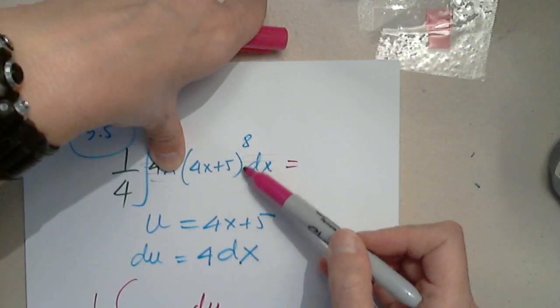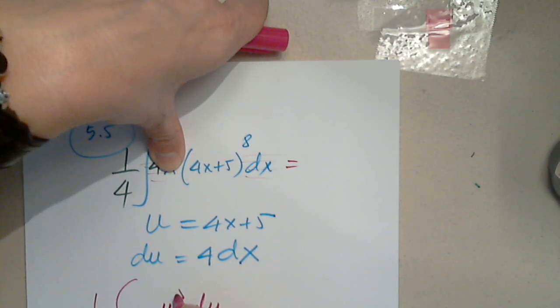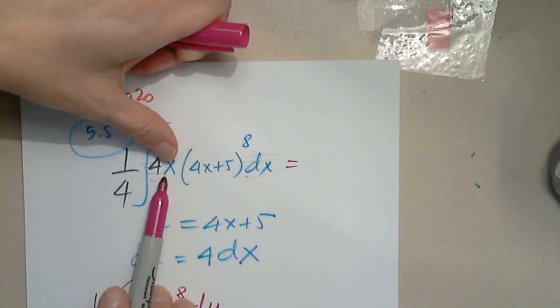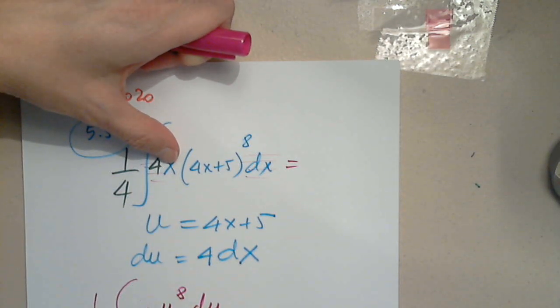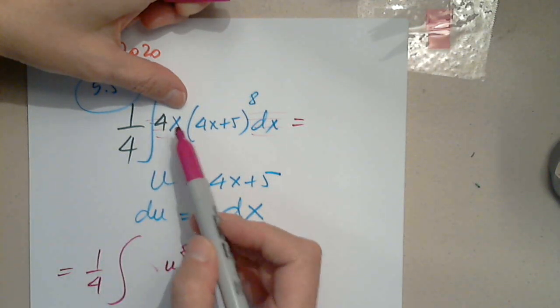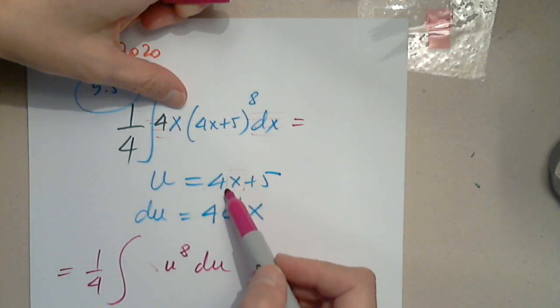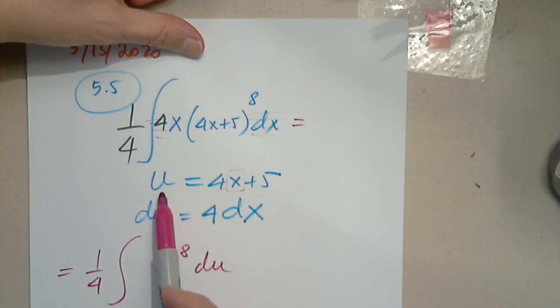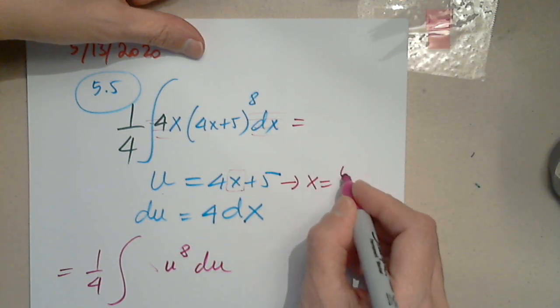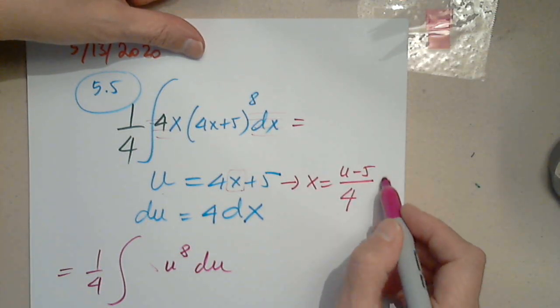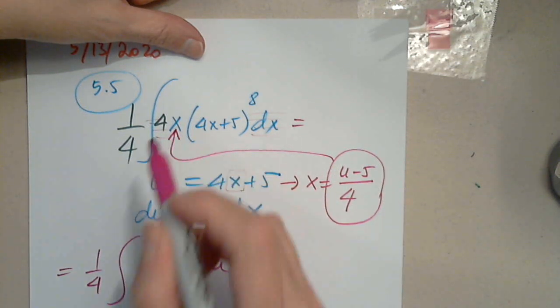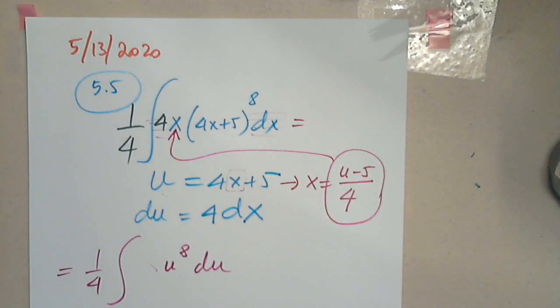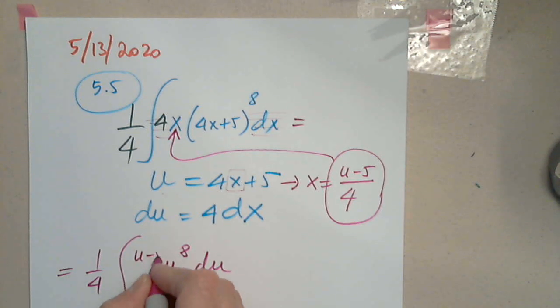This piece is u to the 8th. But I have an x in here. I cannot copy x. This integral doesn't have x anymore. It's done. But how do I determine this x? Right here, I will solve for x, subtracting 5 and dividing by 4. So from here, x equals (u minus 5) over 4. This will replace x. So this is (u minus 5) over 4.